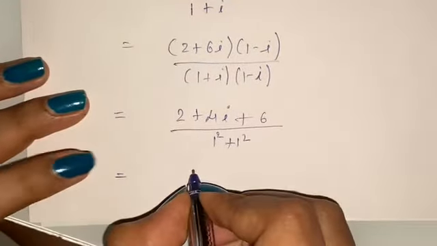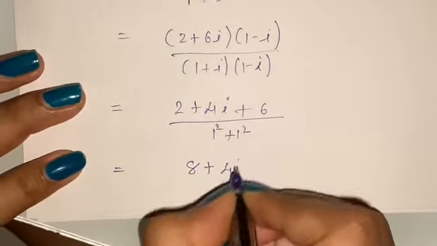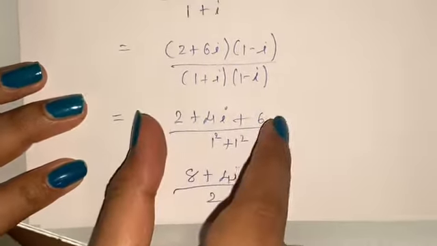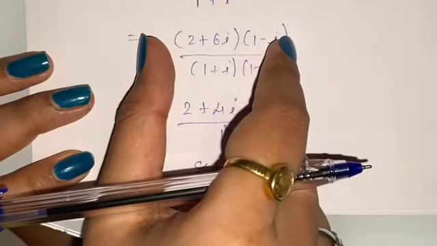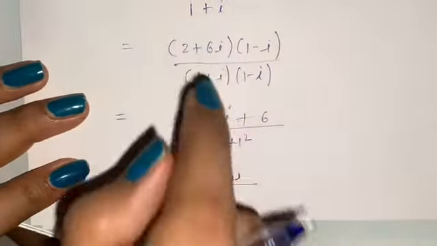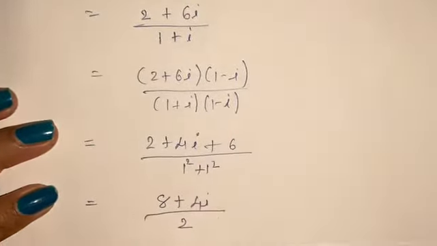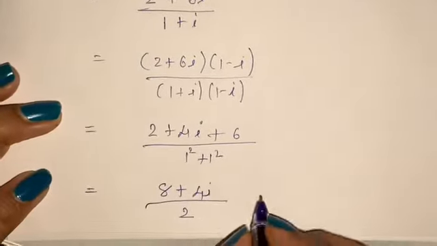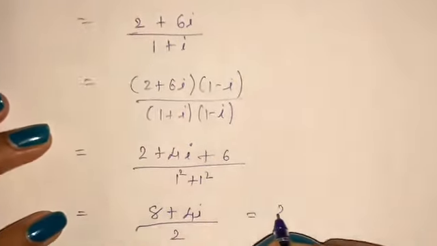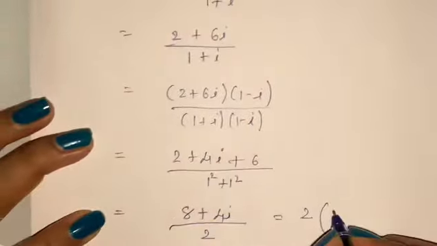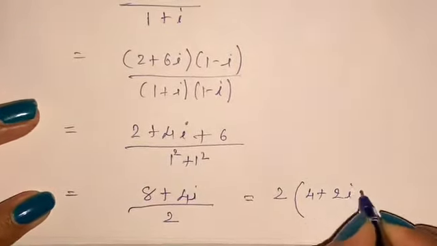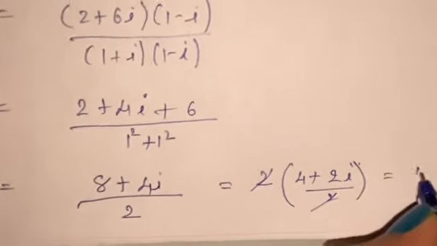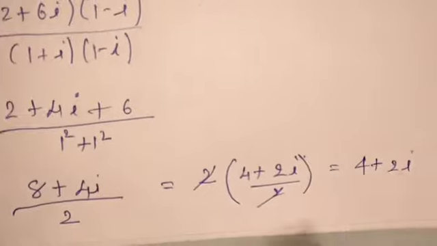6 plus 2, you will get 8 plus 4i by 2. I am directly writing this step, but you have to multiply it simply or with the help of a formula. So you will get this answer only, this answer at last. Now I am taking 2 common, 2 I am taking outside, so it is equal to 2 over here, 4 plus 2i by 2. This 2 and this 2 get cancelled, so you will get 4 plus 2i.